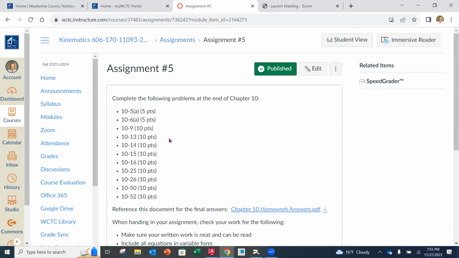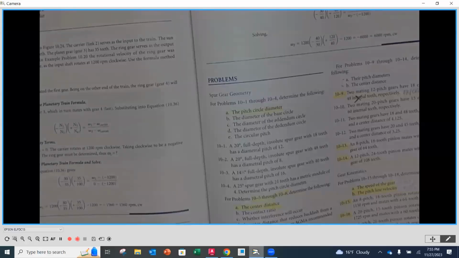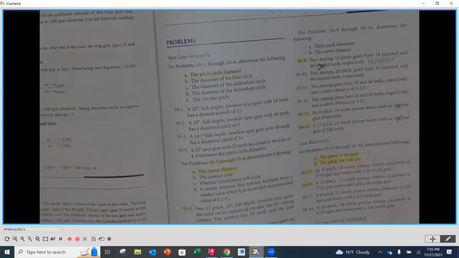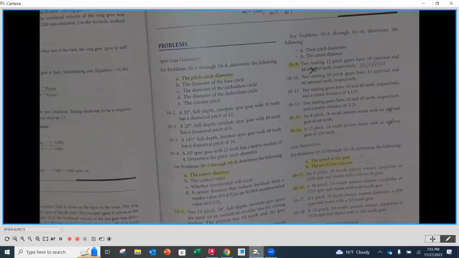So if we go back to page 295, I just want to be sure that I have 5, 6, 9, 13, 14. I'm just making sure before I go underneath here. 25, 26. Okay, got them. Okay. So on page 295 is where the problems start at the end of the chapter.